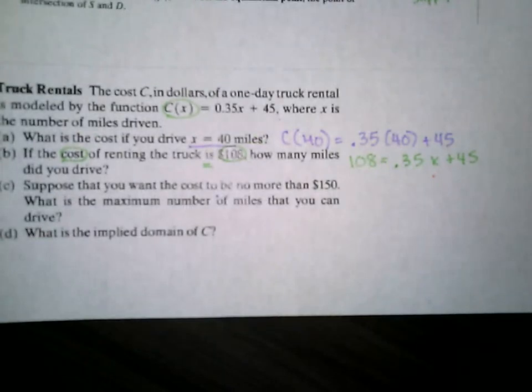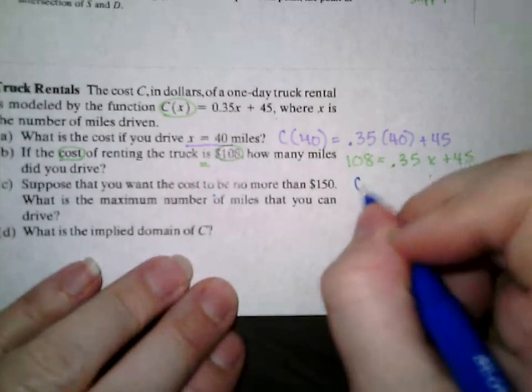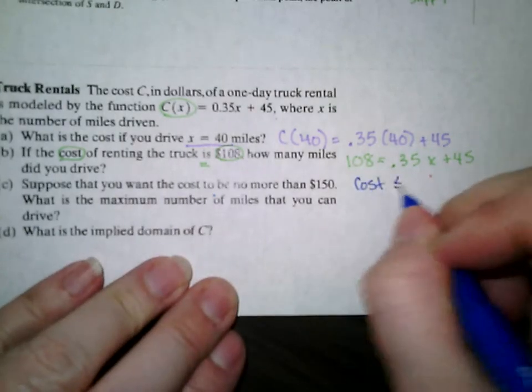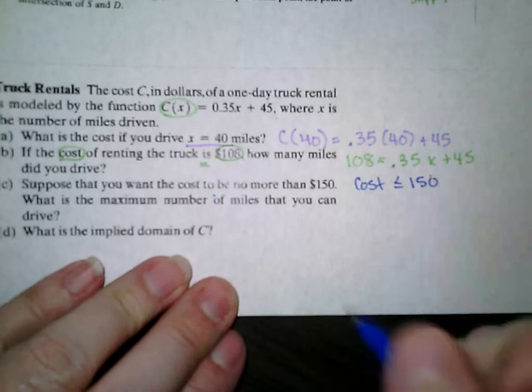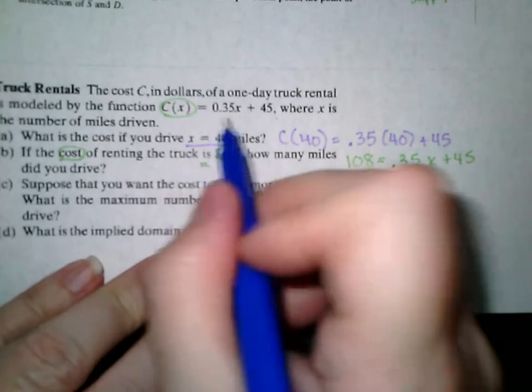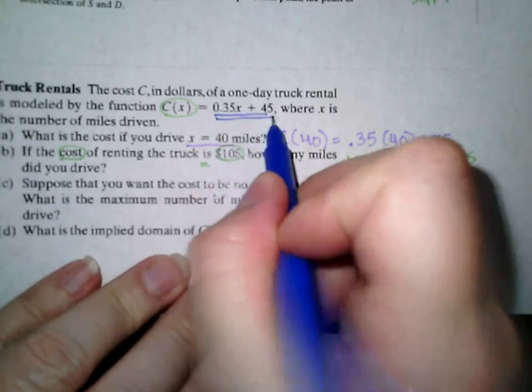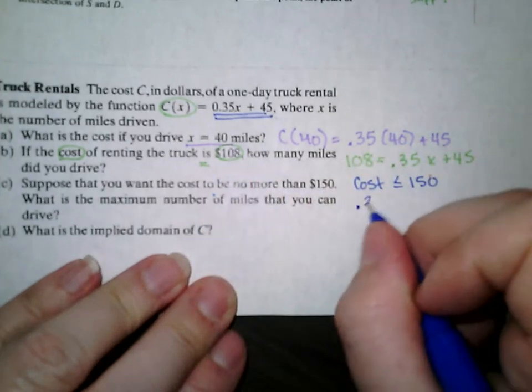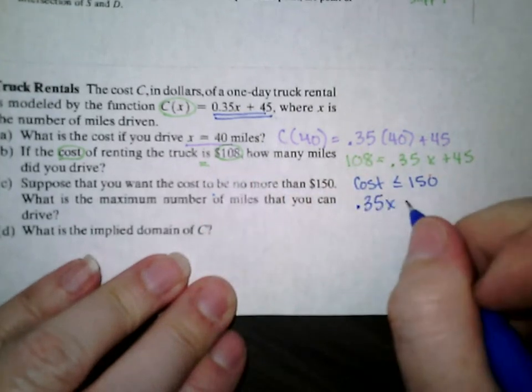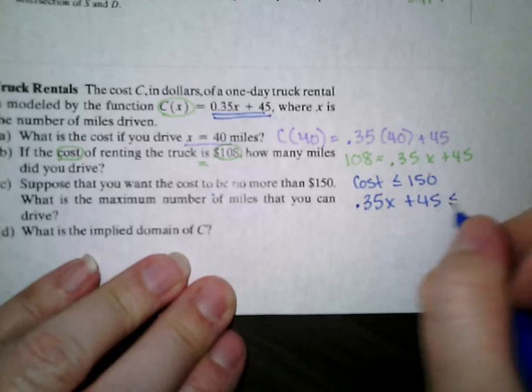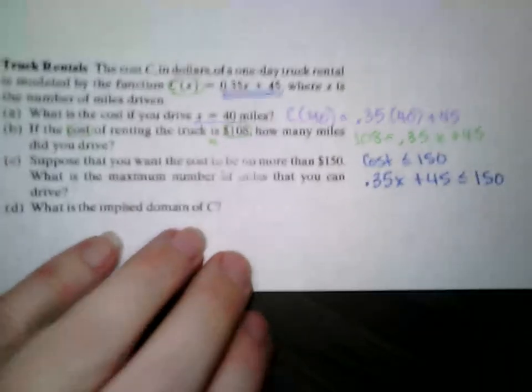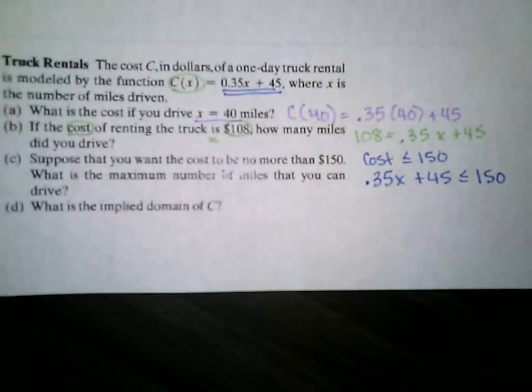Suppose you want the cost to be no more than 150. So I want my cost to be either $150 or lower. So the cost will be less than or equal to 150. Well, the cost is this function or expression. So 0.35x plus 45 needs to be less than or equal to 150. And then we'll be able to figure out the maximum number of miles we could drive.